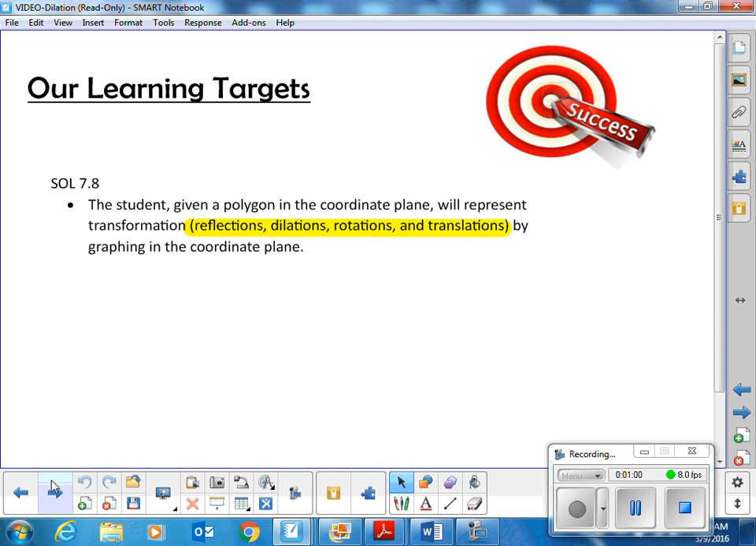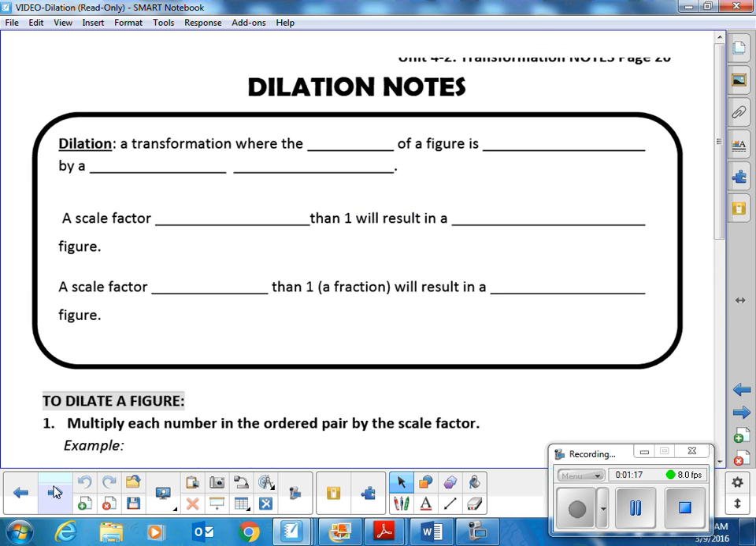Our learning target hasn't changed. We're still, when given a polygon or shape on the coordinate plane, will represent a transformation, either a reflection, flip, dilation, grow or shrink, rotation, a turn, or a translation or slide by graphing it on the coordinate plane. So break out your notes. We are going to dive in and it won't take us very long.